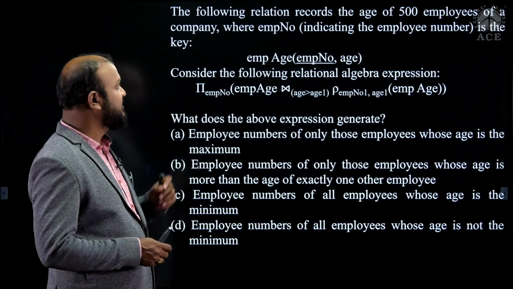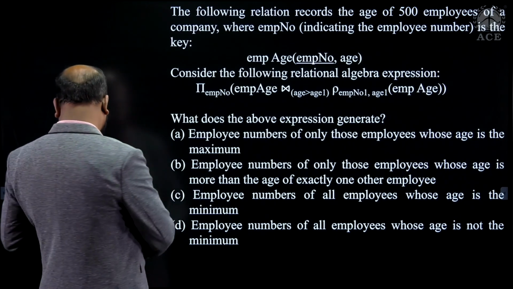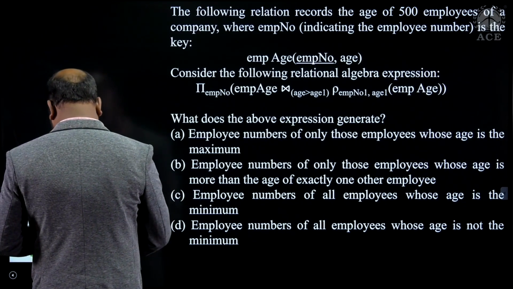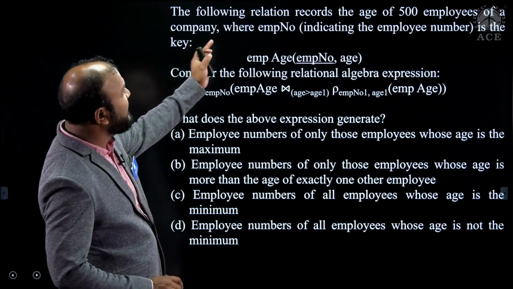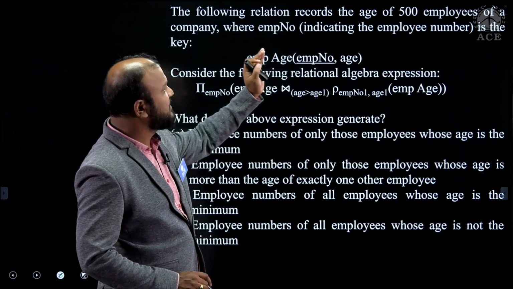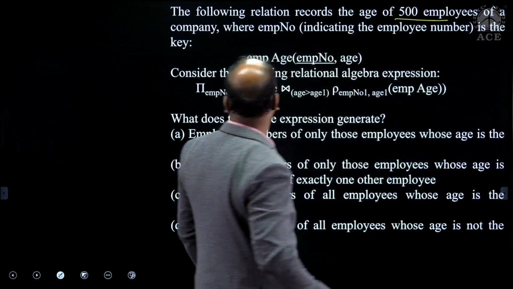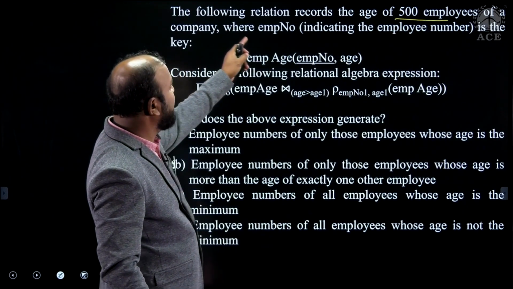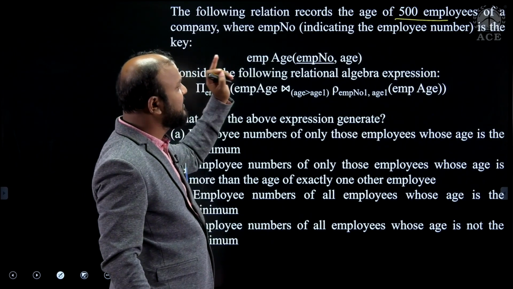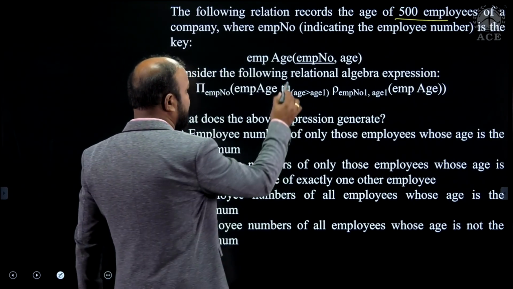Myself Ramesh Masuna. In this video, I would like to discuss GATE 2021 Database Management System questions. Coming to the first question. The following relation records the age of 500 employees of a company where employee number is the key.